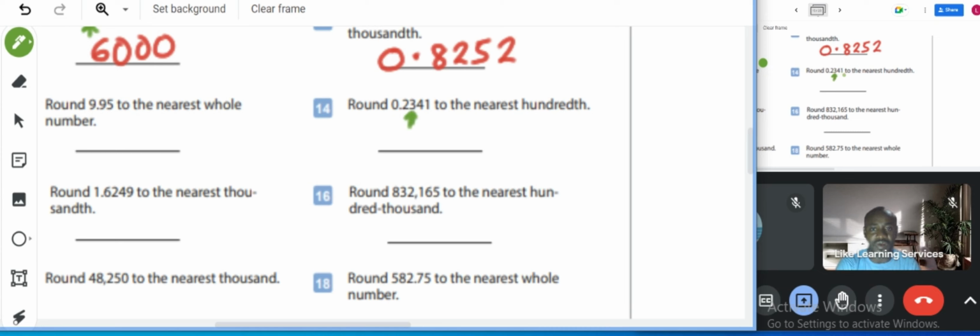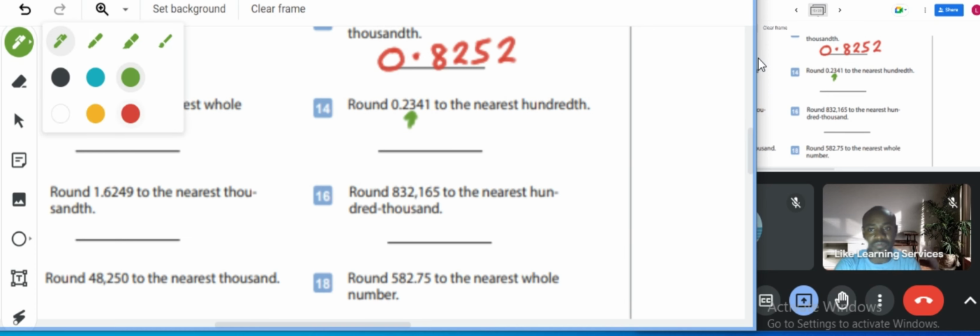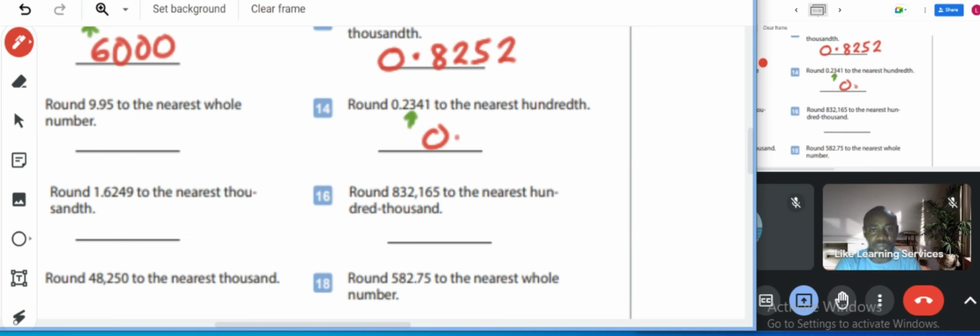So we look at the next number. The next number is 4, isn't it? Yeah. And it is not up to 5, because anything 5, 6, 7, 8, 9, you call it 1. But 0, 1, 2, 3, 4, you ignore, isn't it? So 4 is not up to 5. We are going to ignore. So the answer will now be what? 0.23. Because we are stopping at 3, isn't it? We just write 2, 3 and ignore the rest. And you know, it's after the point, so you're not going to fill it up with zeros.